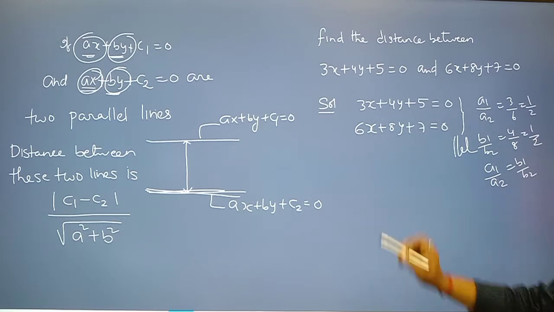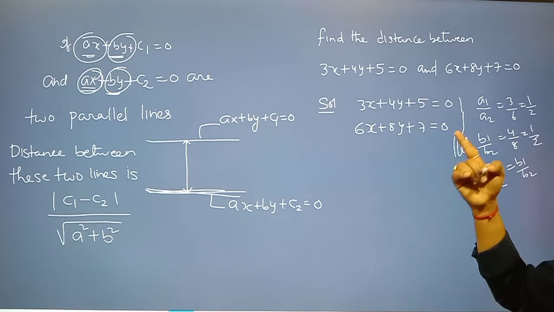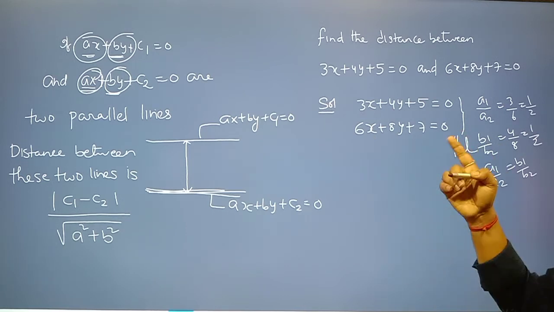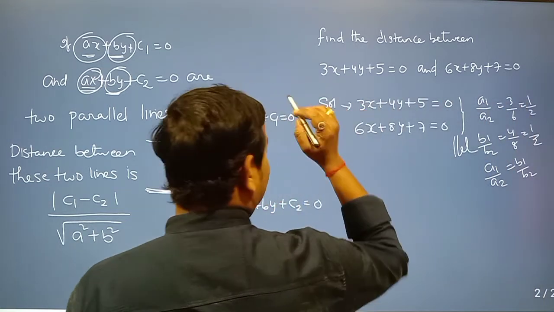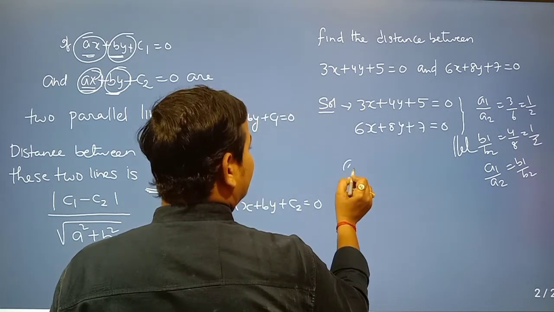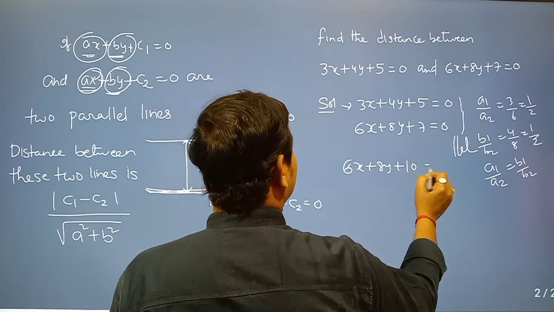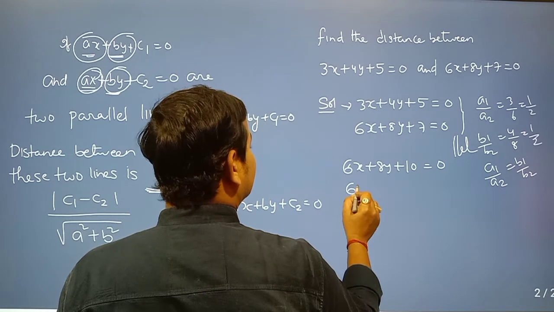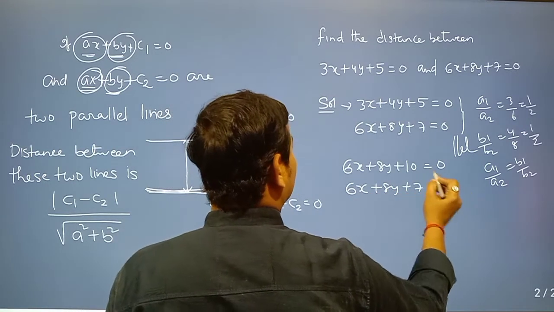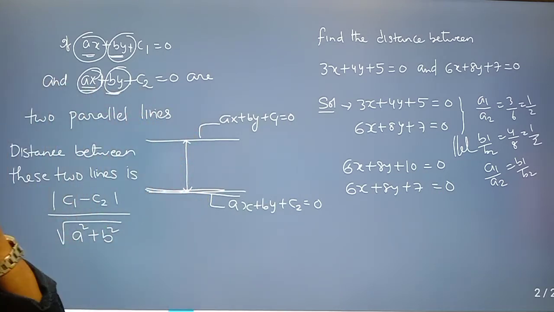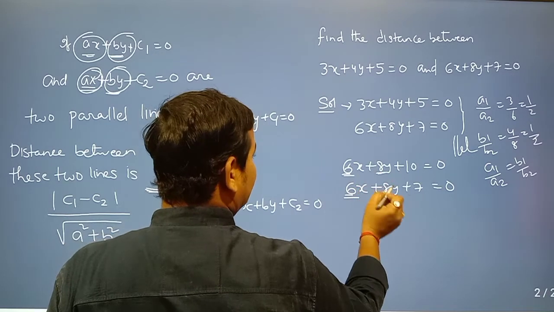In this problem, here the x coefficient is 3, and here the x coefficient is 6. You must make them equal. For that purpose, I need to multiply this equation by 2. Then what you get is 6x plus 8y plus 10 is equal to 0, and the next line is 6x plus 8y plus 7 is equal to 0. Just observe in these two lines that the coefficients are now equal.